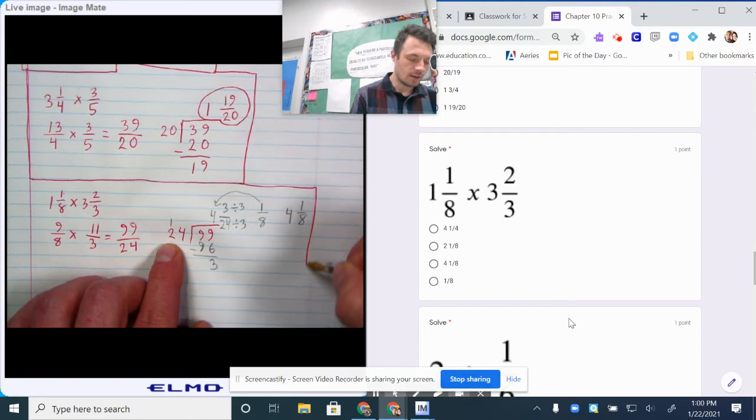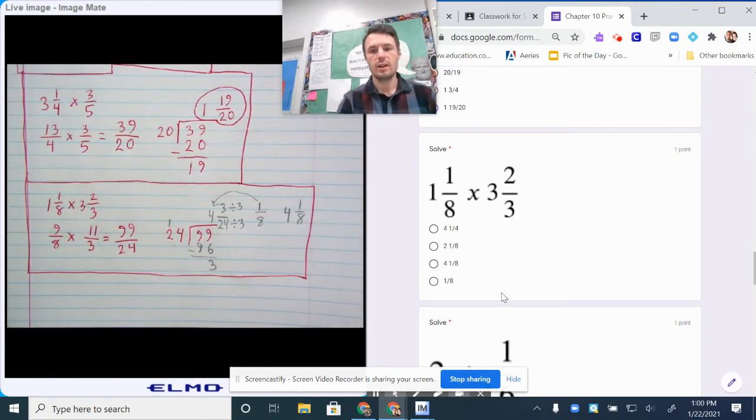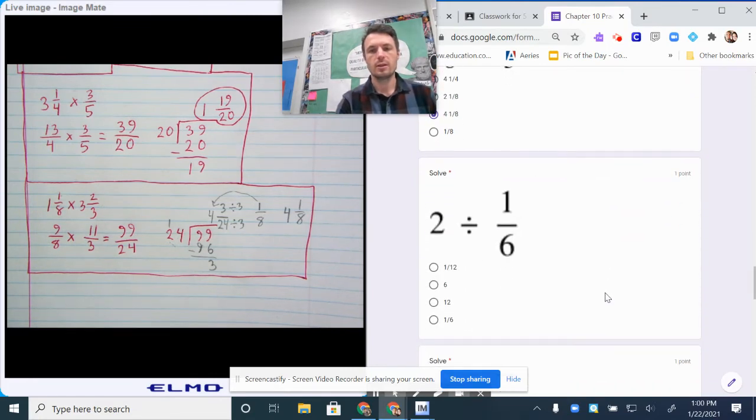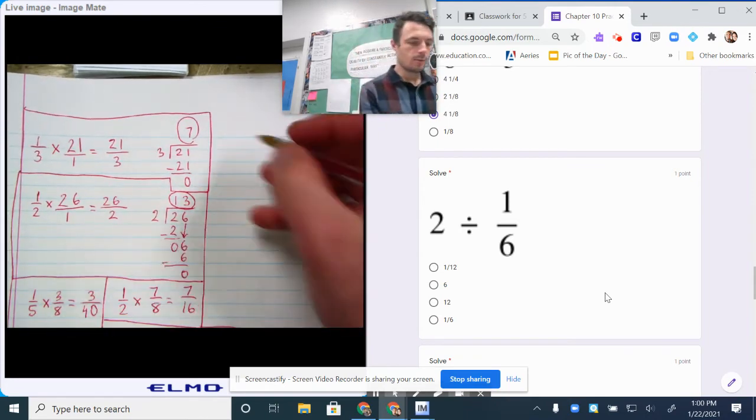Now we'll box that off. Find the answer, 4 1/8. It's right here. Next, we have 2 divided by 1/6. I'm going to go back up to the top of my scratch paper and do that right here.